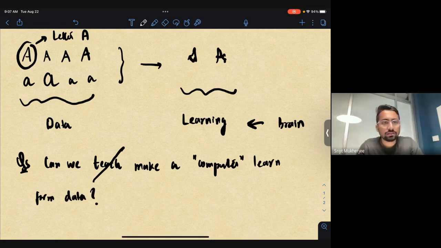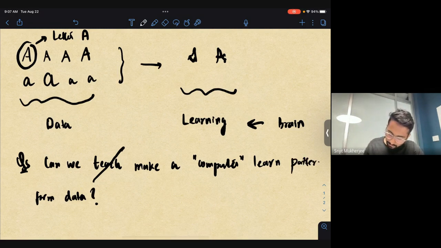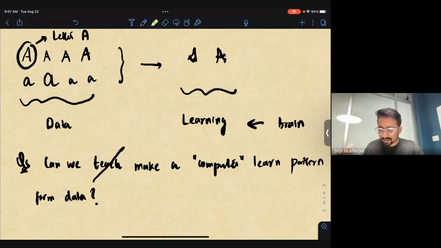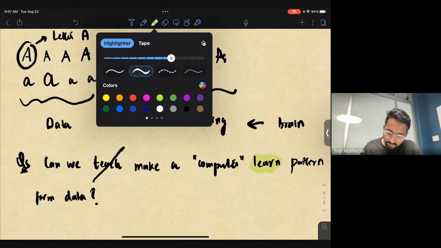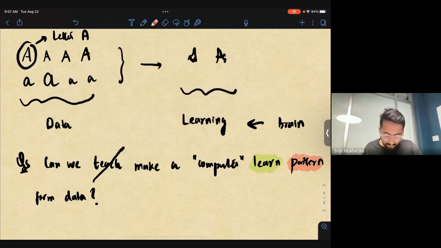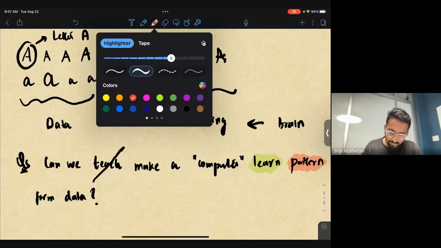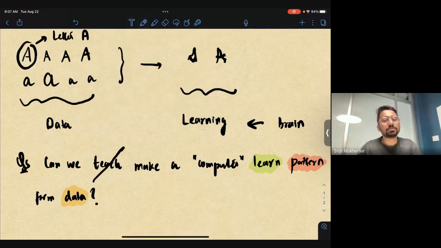Learn pattern. You're essentially finding a pattern. So you're essentially trying to make a computer learn the pattern from data. So this is essentially machine learning, in simple words. Any doubts out there, guys?